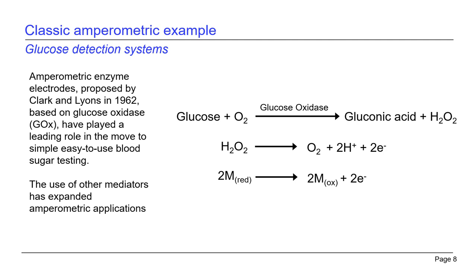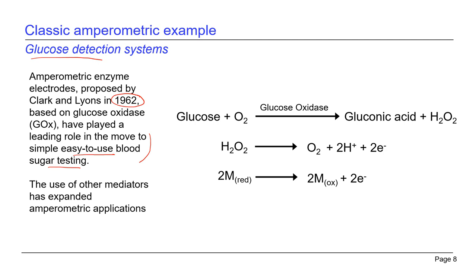Let's take a look at glucose detection systems, which are really a classic amperometric example. The amperometric enzyme electrode proposed by Clark and Lyons in 1962 was really a fundamental change, and that is based on glucose oxidase. It has played a leading role in the move to simple, easy-to-use blood sugar testing. Many people do their blood sugar testing at home, again, typically as part of their diabetes control.